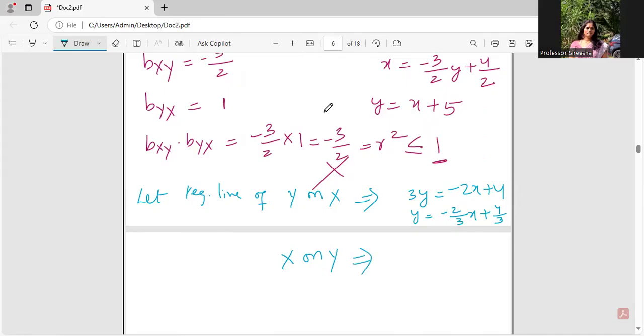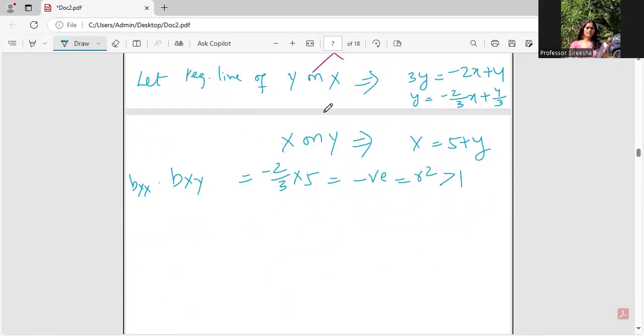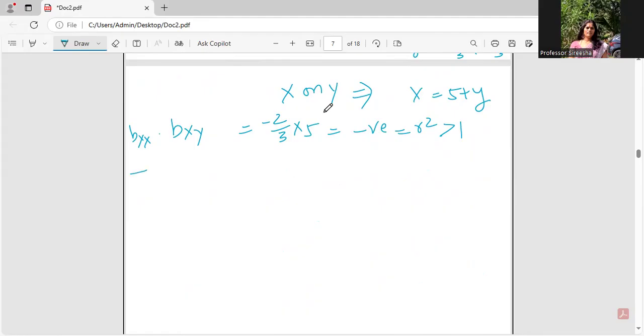Let's suppose it is x on y. Then how should I write it? X is equal to 5 plus y. Now again I'll be taking the product of the slopes, bxy into byx, which is equal to minus 2 by 3 into 5. Again, this is negative, which is a contradiction to r square being positive. Hence, the data is invalid is what I say.